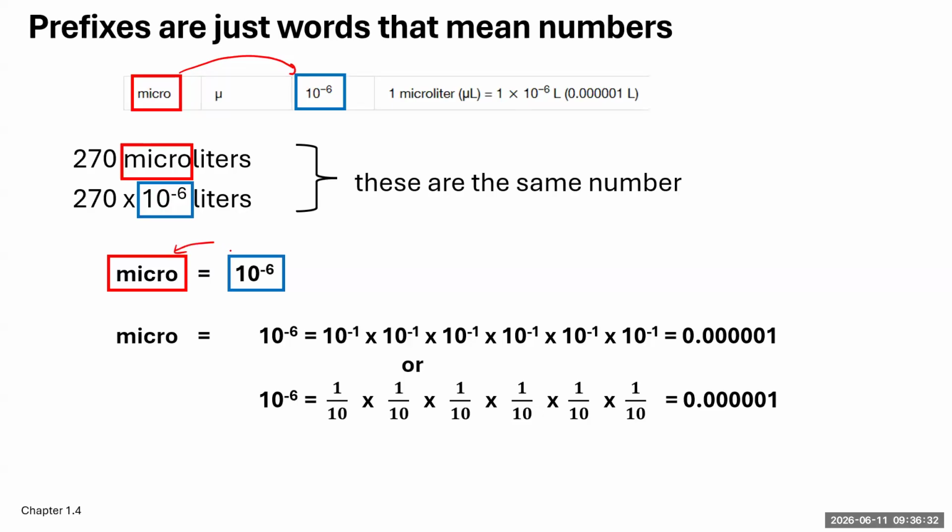Micro means 10 to the negative 6. And that's going to be 10 to the negative 1 times 10 to the negative 1 times 10 to the negative 1 times 10 to the negative 1 times 10 to the negative 1 times 10 to the negative 1 equals 0.000001. We move the decimal over basically 6 places, right?